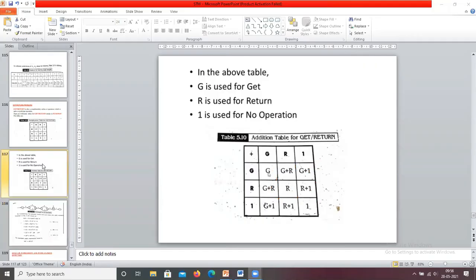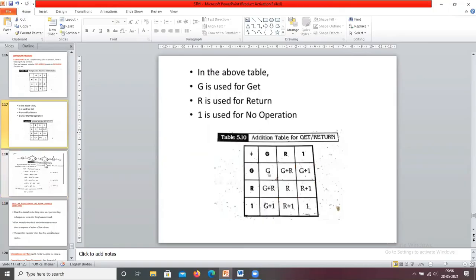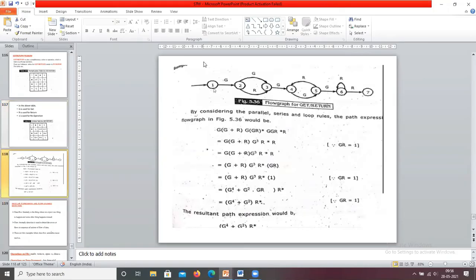Now here we are taking another example. So this is the flow graph. These are the G means get, R means return. The same, by considering the parallel, serial and loop rules, the path expression of the flow graph is like this.